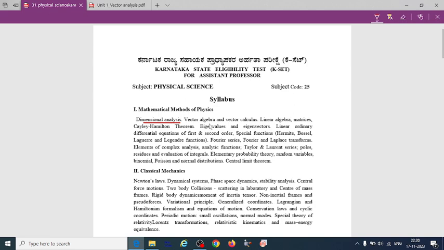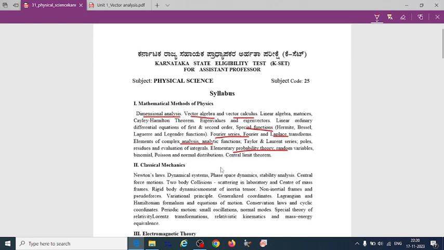And vector algebra, vector calculus, matrices, and then special functions, Fourier series, Laplace transform, and one of the important topics, complex analysis, and elementary probability theory. So we will discuss one by one.